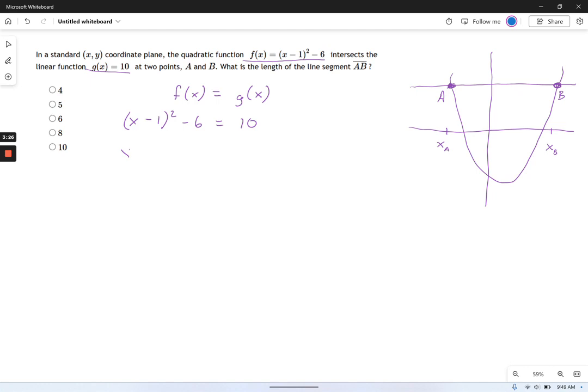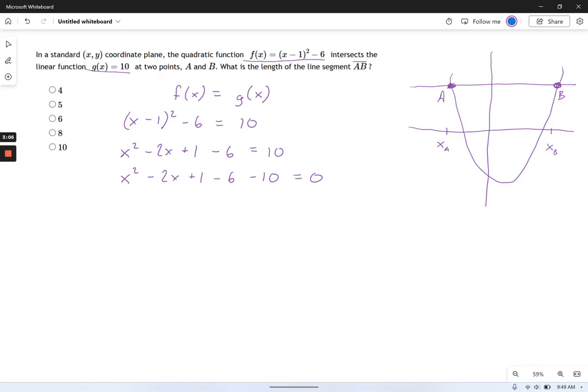I'm going to break open that parentheses and distribute the multiplication. I'll say x squared minus 2x plus 1. That was just the parentheses. Then I have this minus 6 there, equals 10. And now I'm going to get the 10 over to one side. Say x squared minus 2x plus 1 minus 6 minus 10 equals 0.